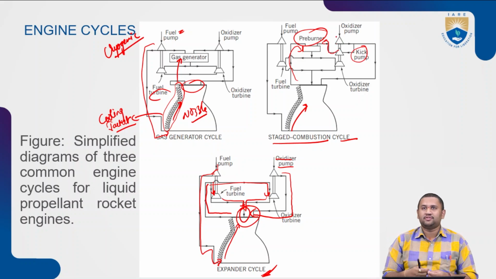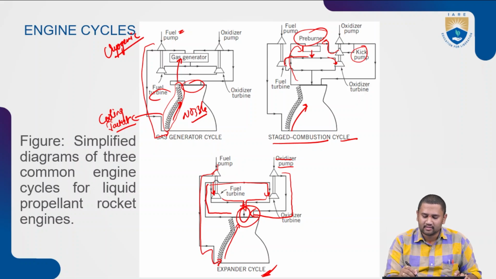Now what does a pre-burner do? Basically, it burns a mixture of fuel as well as oxidizer, similar to your gas generator in case of gas generator cycle. Now, as the gases are formed, the same gases are sent back to the turbine to run the pumps that are driving them.